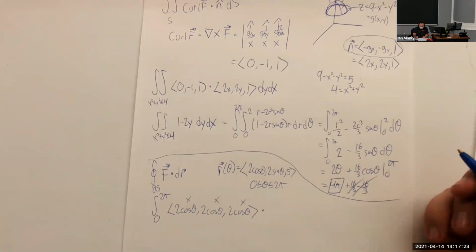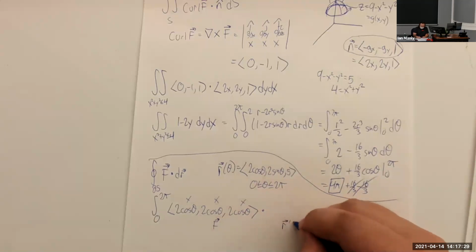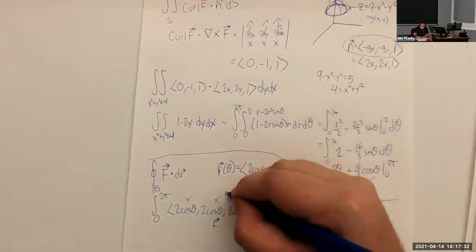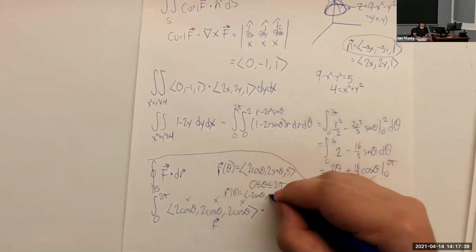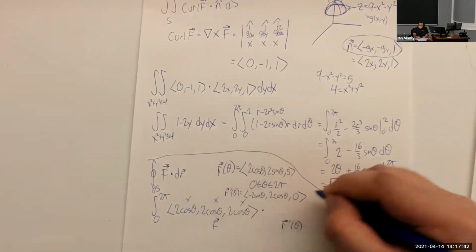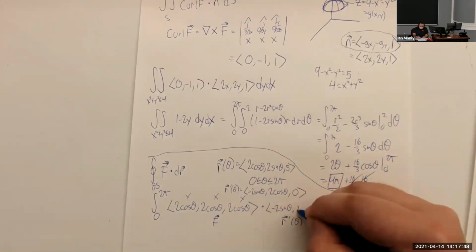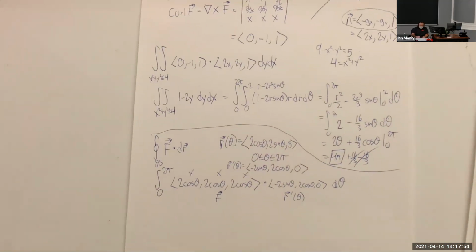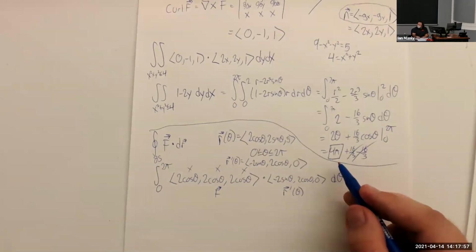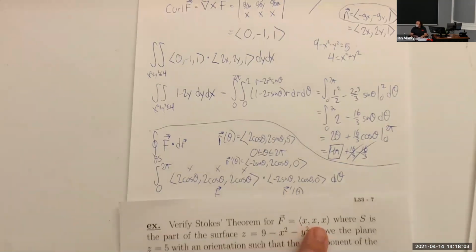And then we're dotting this with r prime of theta. So this was F, and we're dotting it with r prime of theta. That's how we do these line integrals. r prime of theta is -2 sine of theta, 2 cosine theta, and 0 right here. So that's what we're dotting with. All right, so let's go ahead and do this dot product, and then hopefully we'll end up getting 4 pi after we do the integral. Can I explain why it's x? Yeah, that's because that was the vector field that was given for the problem right here. So that was our particular vector field this time.